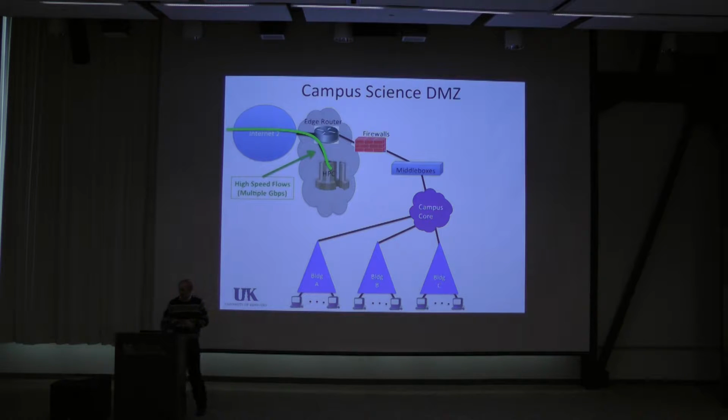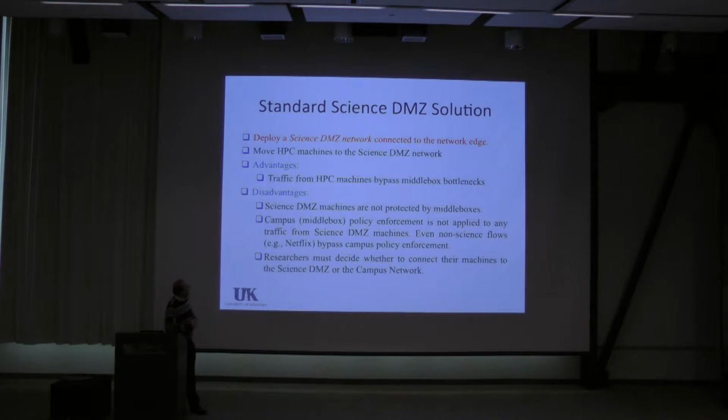All right, so this works very nicely. The basic idea is that you move your high-performance computing system to the edge, and as a result, the advantage is that the traffic you're moving between your high-performance computing resources and national labs, for example, bypasses these middle boxes and gets much better performance. So this has been a solution that's been employed by campuses all across the country.